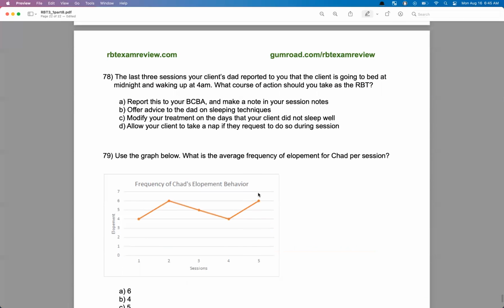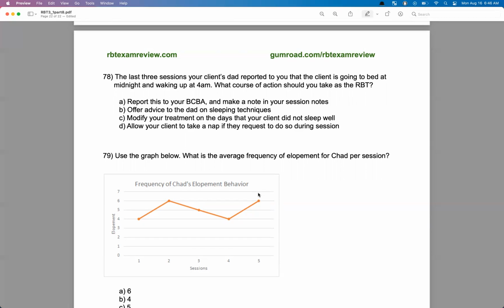78, the last 3 sessions, your client's dad reported to you that the client is going to bed at midnight and waking up at 4 a.m. What course of action should you take as the RBT? Okay, not uncommon, especially if you're working with the autism population, where sleep is a problem for our clients, right? They have issues falling asleep, issues waking up, issues staying up too late, et cetera. So you're in that situation where the parent reports to you that your client is tired because they slept 3-4 hours last night. What course of action should you take as the RBT?